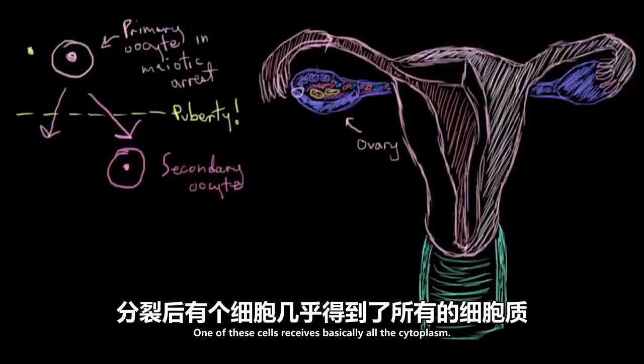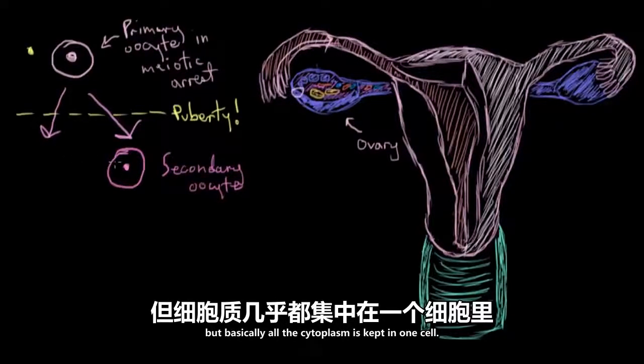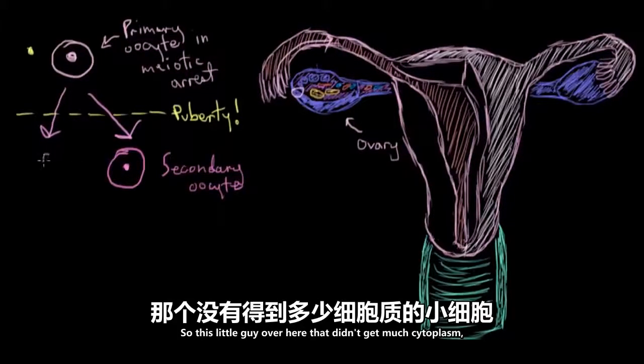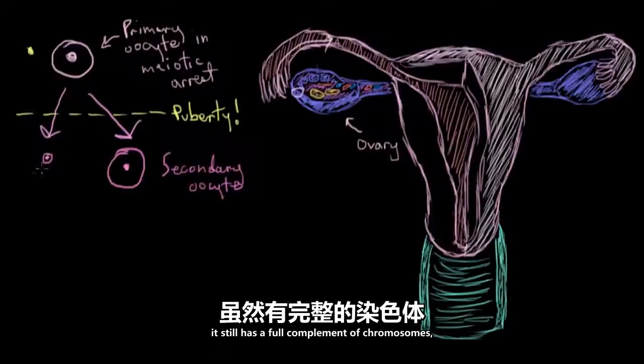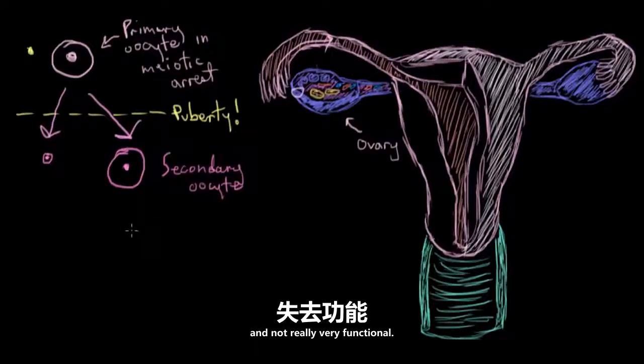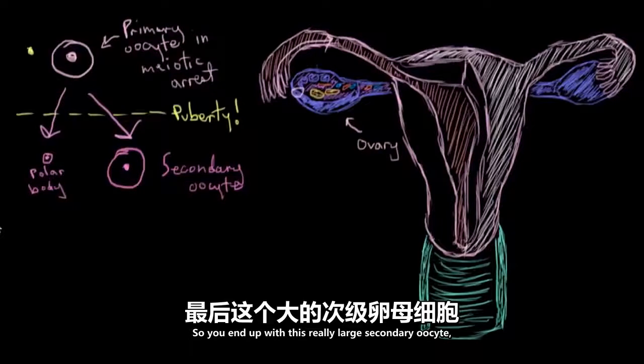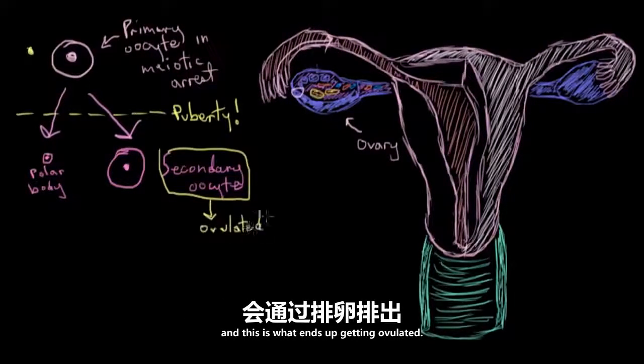happens. One of these cells receives basically all the cytoplasm. So the chromosome copy number is halved, but basically all the cytoplasm is kept in one cell. So this little guy over here that didn't get much cytoplasm still has a full complement of chromosomes. But it still ends up being pretty small and not really very functional, so it kind of withers away and dies. And it's called a polar body. So you end up with this really large secondary oocyte, and this is what ends up getting ovulated.